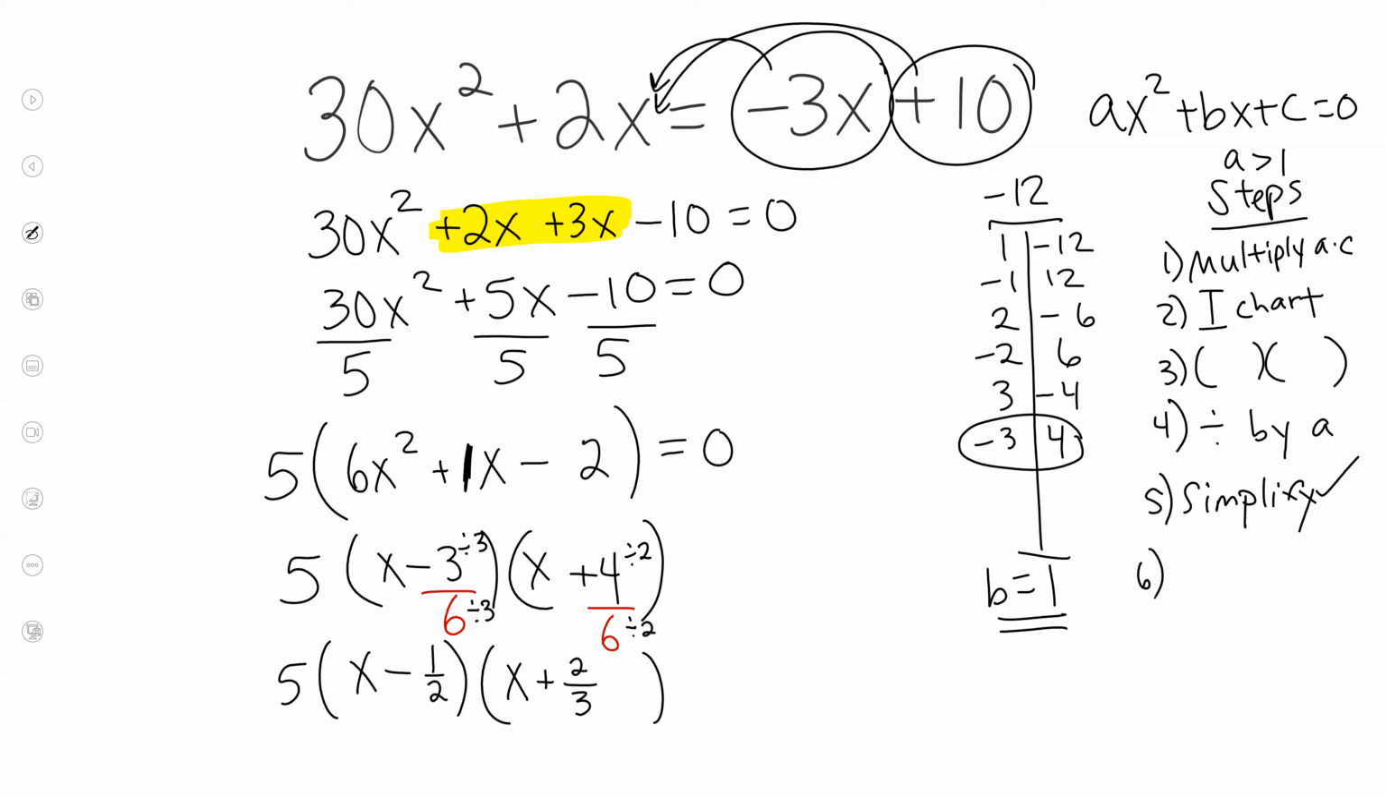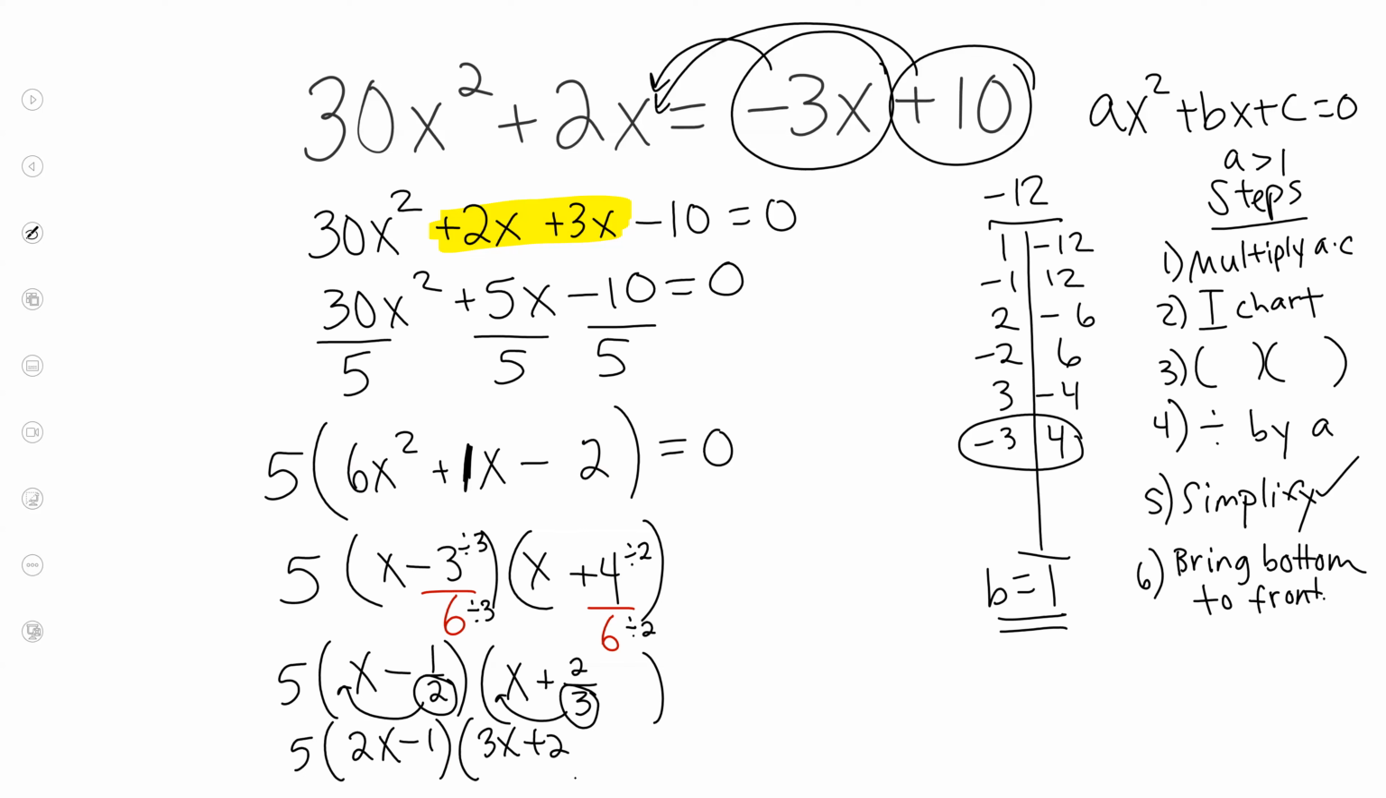Next, I'm going to bring the denominator, I'll just call it the bottom for short, to the front. So this is the denominator, bring it to the front. This will become 2x minus 1. Bring this denominator to the front. This will become 3x plus 2. So these are my factors. It would be counted wrong if you left out this 5, okay? The 5 is part of your equation, or it's part of your answer.